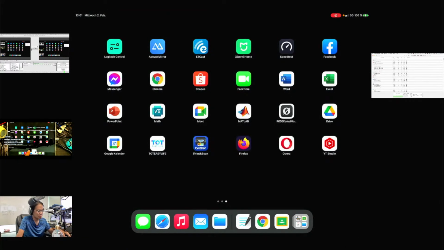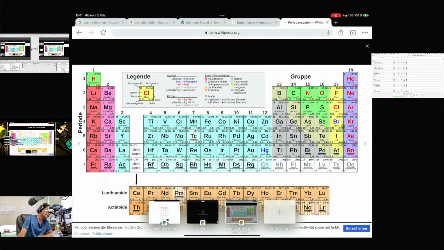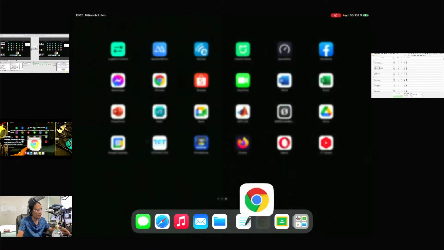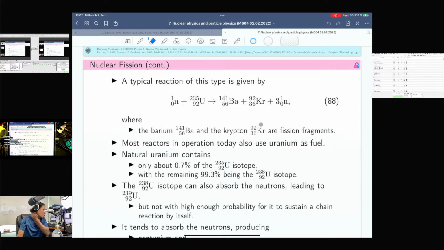92, right? 92, but this one is only 84. Okay, krypton is one of the stable elements because it is an inert gas, but barium may be decomposed later. Yeah, this is one of the possible pairs of the fragments X and Y. The barium-141 and the krypton-92 are fission fragments in this process, and you get the outcome.